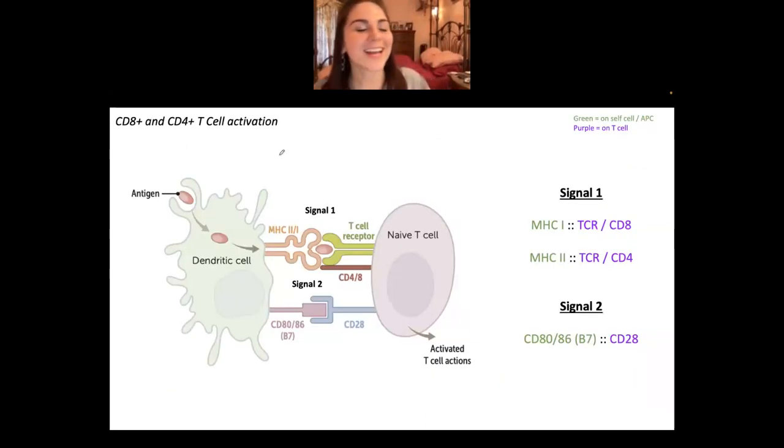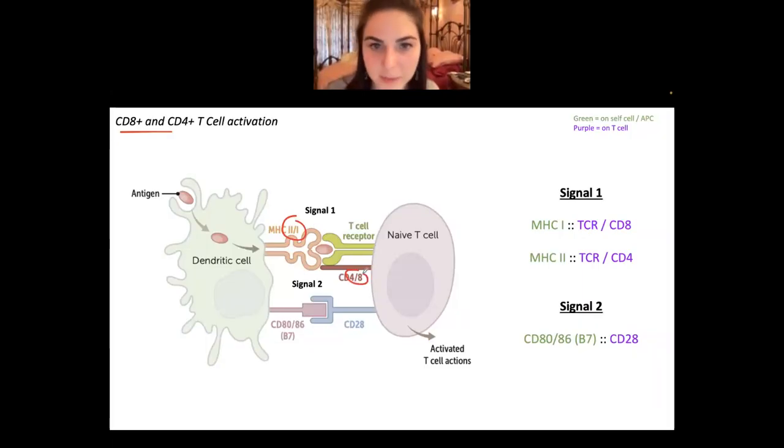Okay, so here's your CD8 and CD4 activation. They're going to be the same process. It's just going to depend on is it MHC class 1 or class 2, and is it the CD4 or CD8 that's binding to it. So here's your T sub-0, your naive T cell. It has one of those on the surface, not both, and it just depends on which MHC it's interacting with. So if it's interacting with MHC class 1, it's going to be CD8, and then class 2, it's going to be CD4. So that's signal 1.